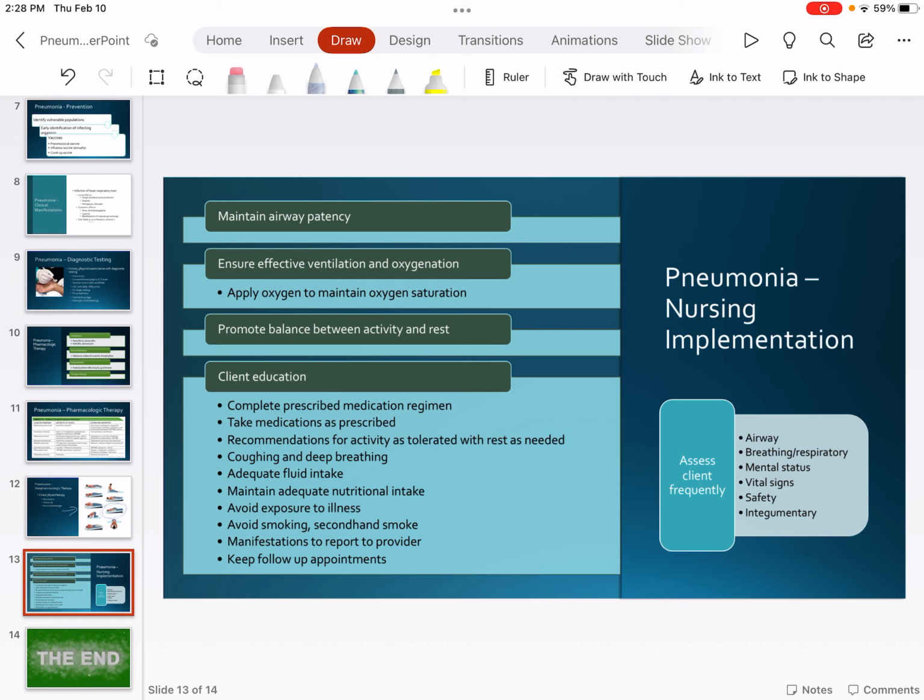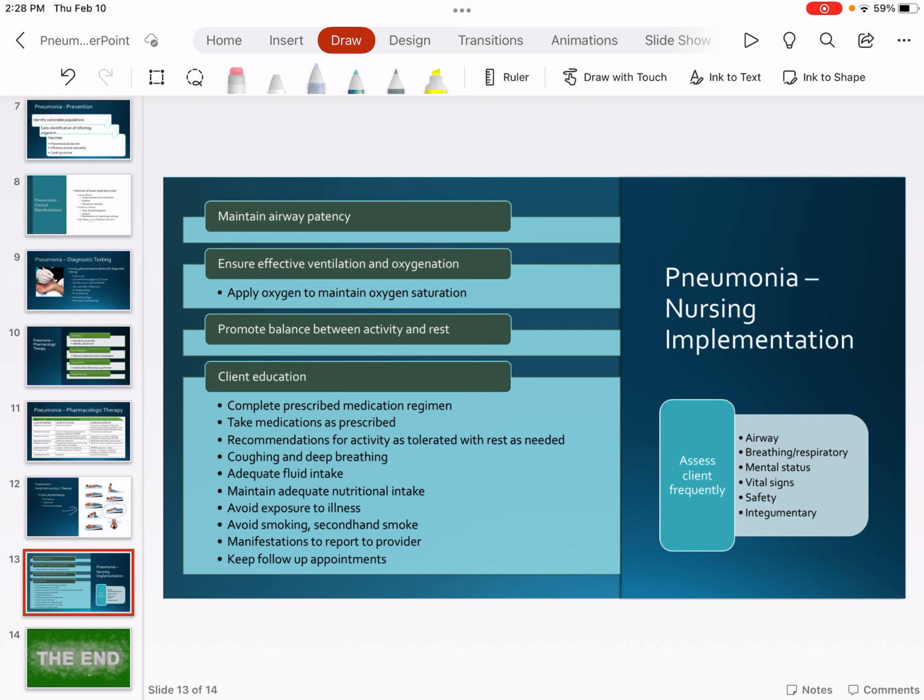And then there's postural drainage, and that's what these images over here really are demonstrating. That's positioning the client in specific ways to help use gravity to facilitate the removal of secretions from a particular lung segment.